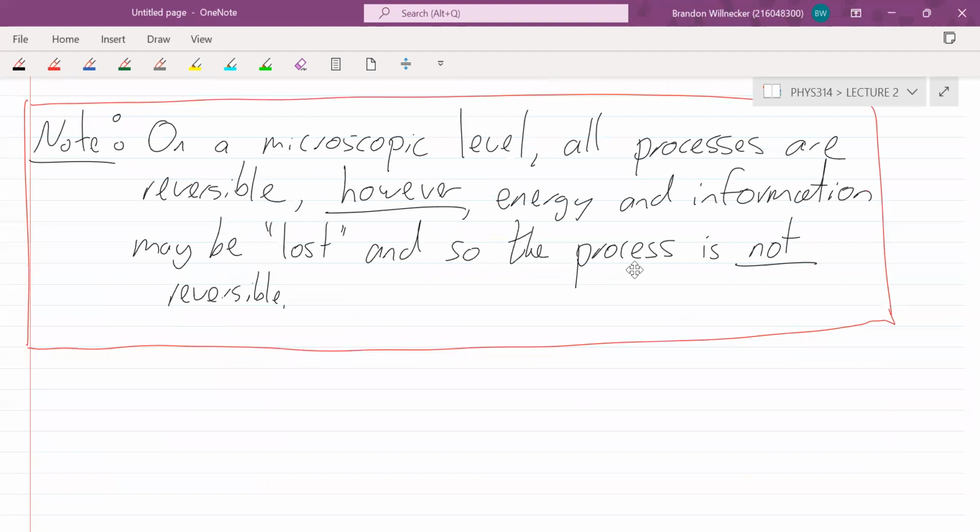And as we did last time, we're physicists, we like to classify things. So we would like to classify certain types of thermodynamic processes. So: classification of thermodynamic processes.